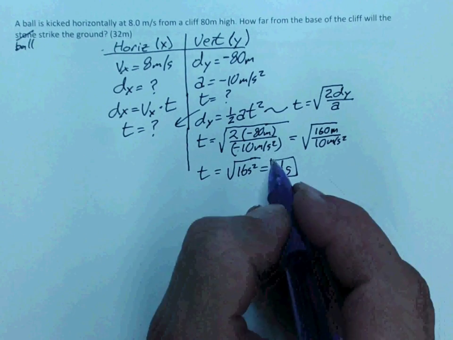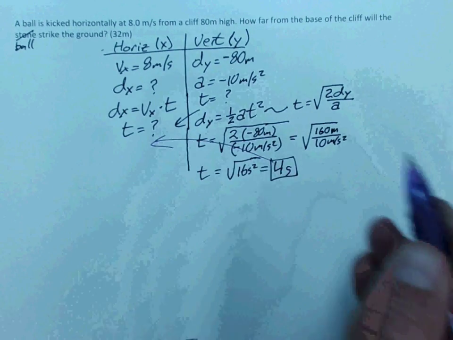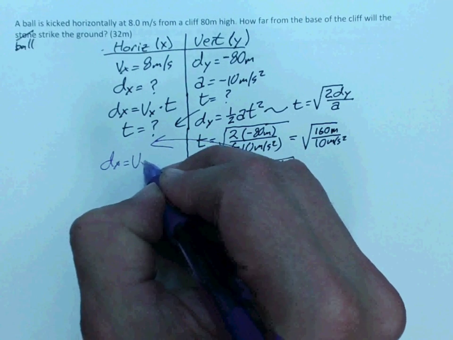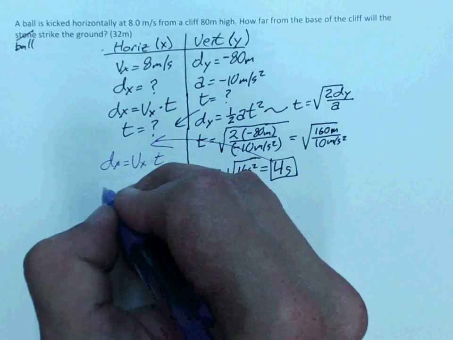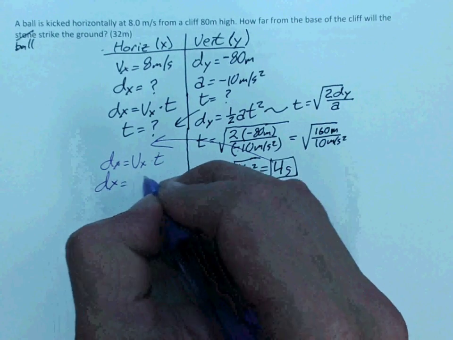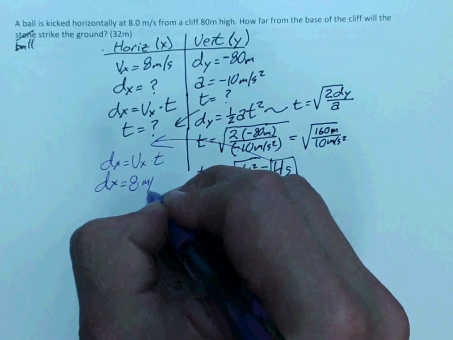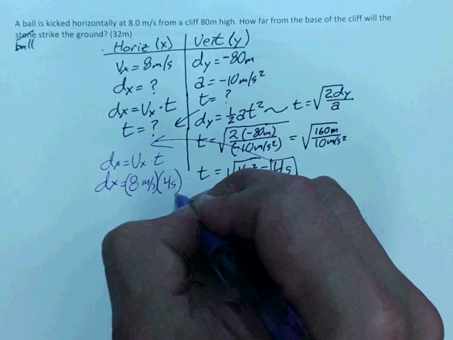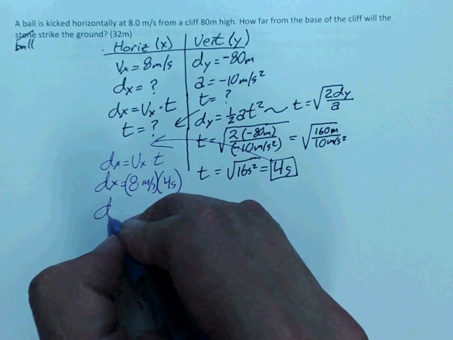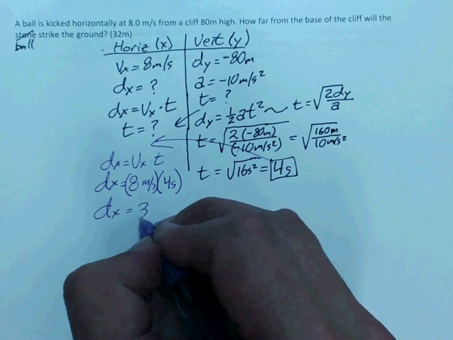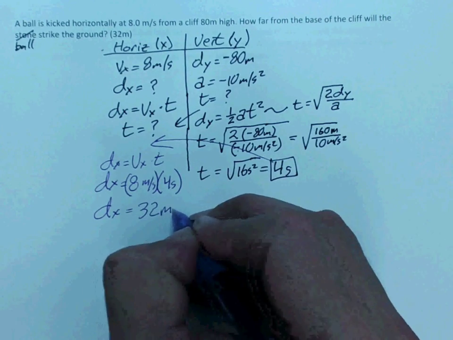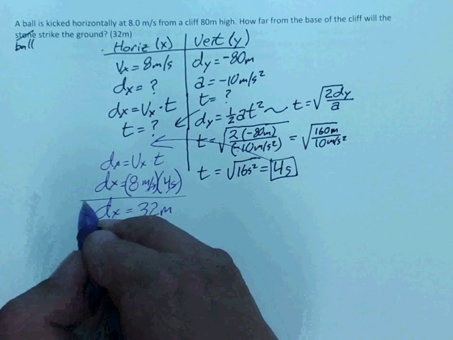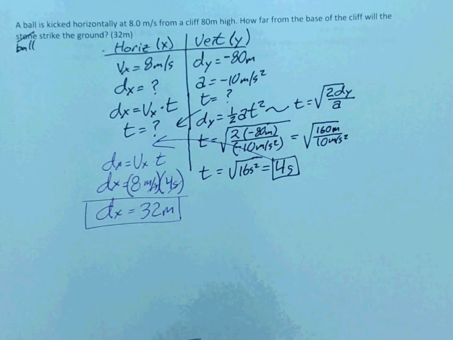So I'm going to use this time over here in this equation. dx is equal to vx times t. dx is equal to 8 meters per second times 4 seconds. dx is equal to 32 meters because the seconds cancel each other out. And this is the answer to the first homework problem.